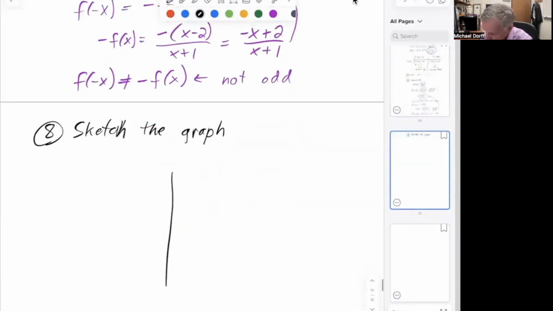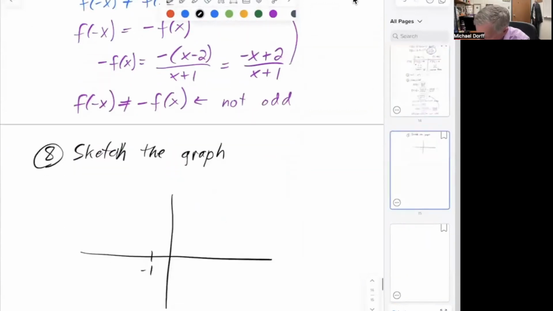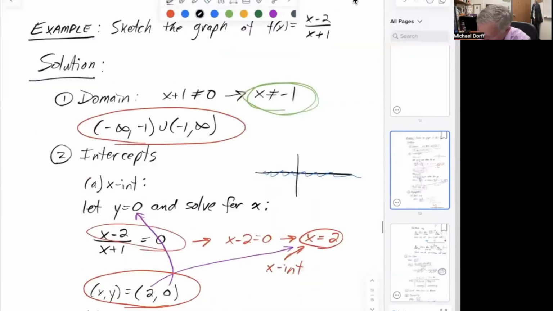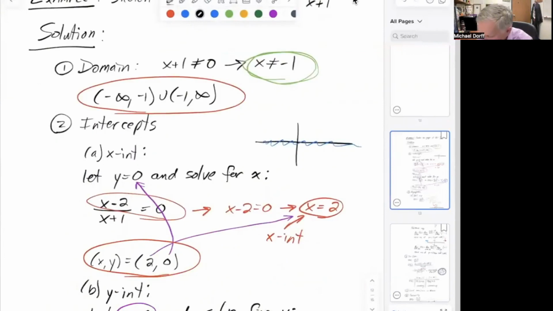So I'm going to draw an axis here. And I know that x equals -1. So let's go back to question number 2, way back all the way to the beginning. The domain here, all this in green, we have the domain is there.